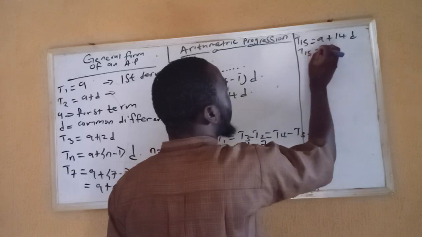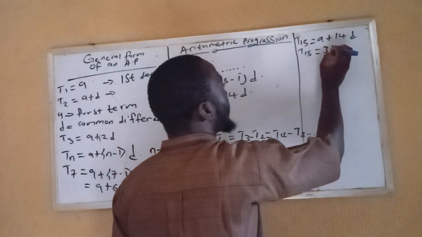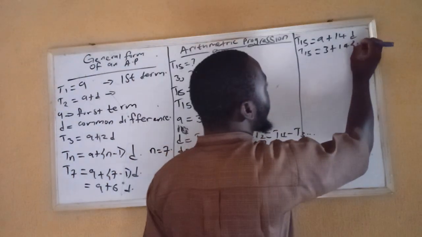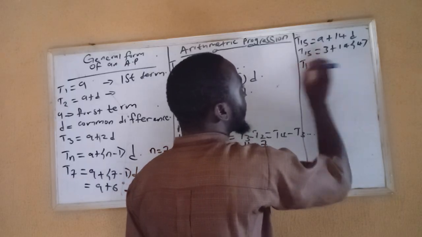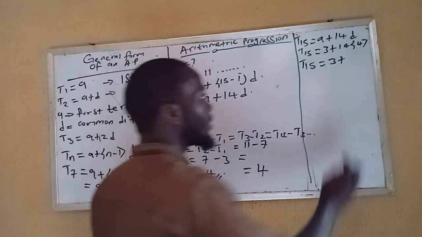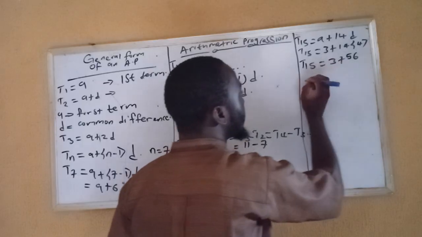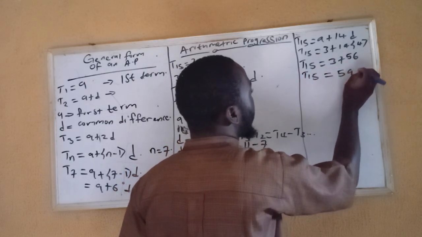Definitely our 15th term will be equal to our A. Our A is what? 3 plus 14 into bracket D. D is what? 4. So we have T15 to be equal to what? 3 plus, what's 14 times 4? 4 times 4 is what? 16. 6 give me that 1. 4 times 1, 4 plus 1, 5. That's 56. Then our T15 is equal to what? 59. As simple as that.